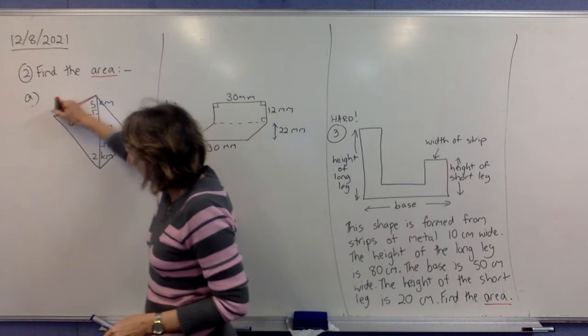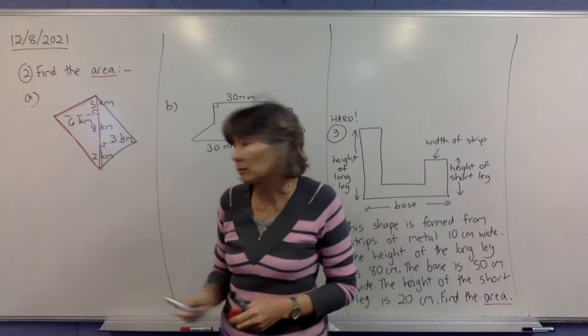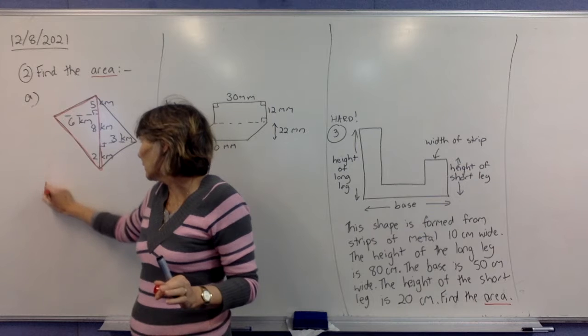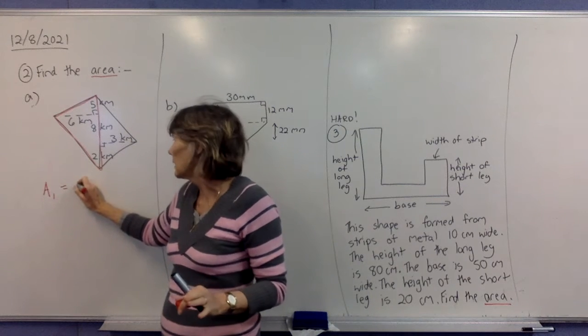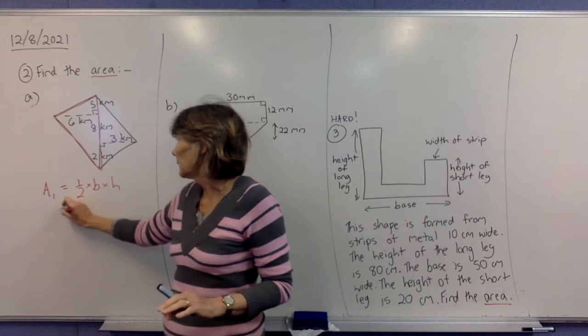So if we look at this one here, that's going to be our first triangle. So I'm going to write in red to show it comes from there. So we're doing the area 1 of the red triangle there. Now we can see it's a triangle, so it's a half times base times height.